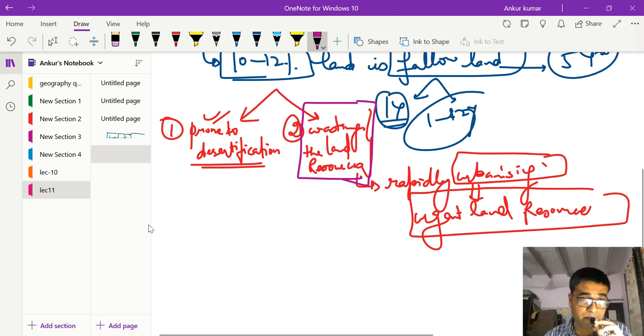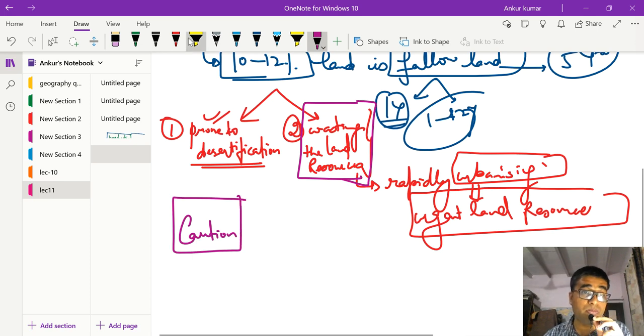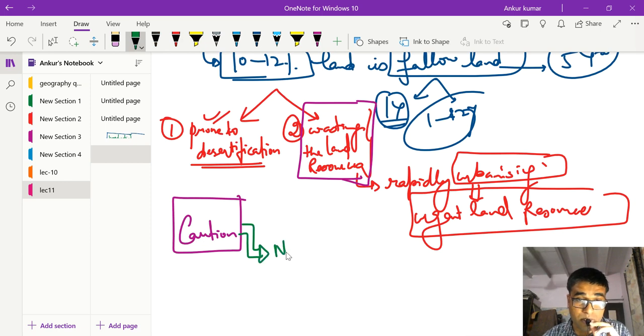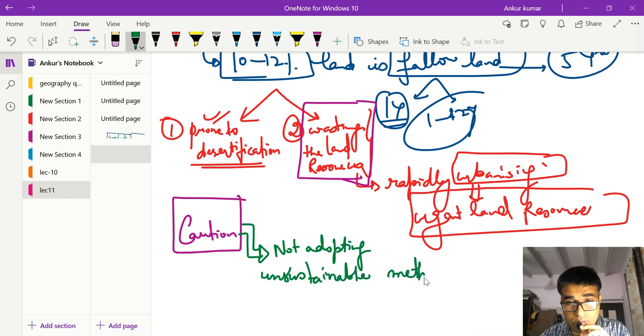But now there is a caution here. What is the caution? What must we be careful of? We must be careful of not adopting unsustainable methods of increasing the productivity.